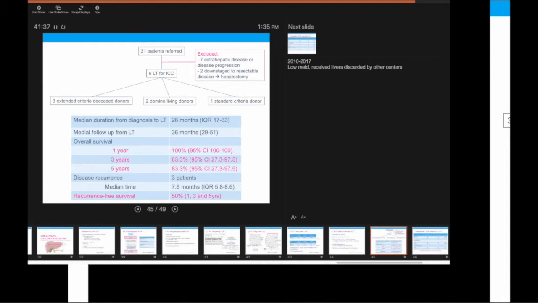The 1-year survival was 100%, 3 years 83.3%, and at 5 years 83.3% survived. The disease recurrence was in 3 patients, all within the first year, but the recurrence-free survival is 50% at 1, 3, and 5 years. Of note, these patients actually had low MELD, and so the livers that they received were generally discarded by other centers, which is why they were able to get liver transplantation.